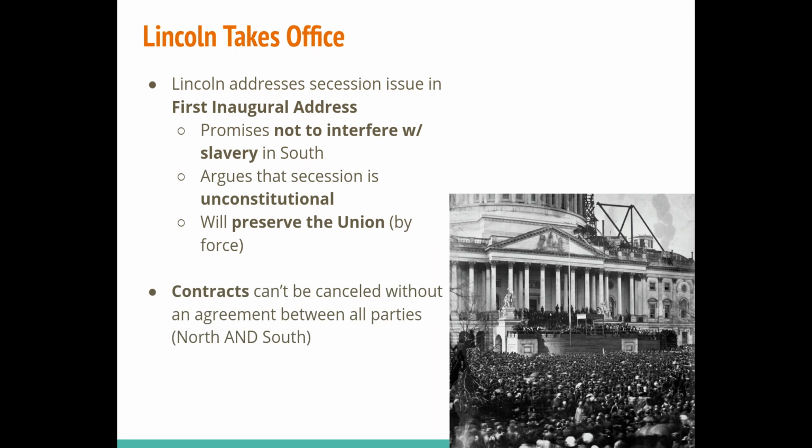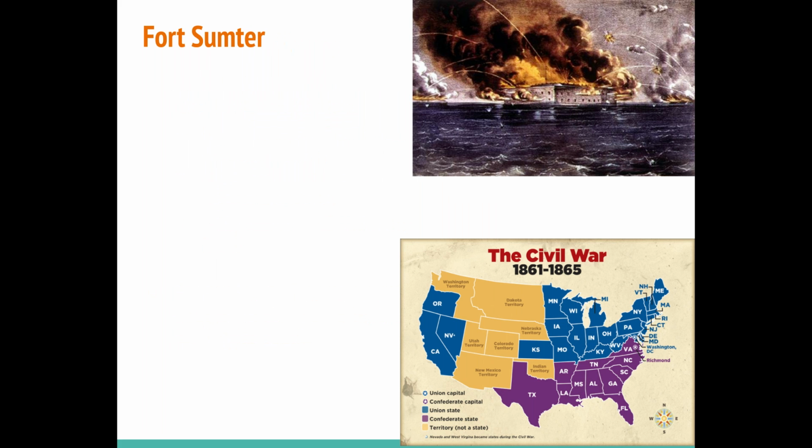Now, he argues, because Lincoln's a lawyer, that the Constitution is a contract, and a contract cannot be canceled without an agreement between all parties, the North and the South in this case. He says, look, the South can't quit unless the North allows them to quit. However, the South would counteract that and say that the contract was null and void. But he's approaching it as a lawyer. Lincoln's a smart guy. He knows what he's doing.